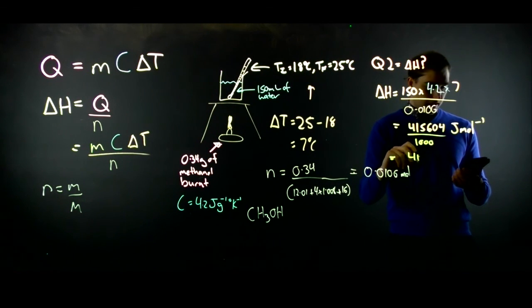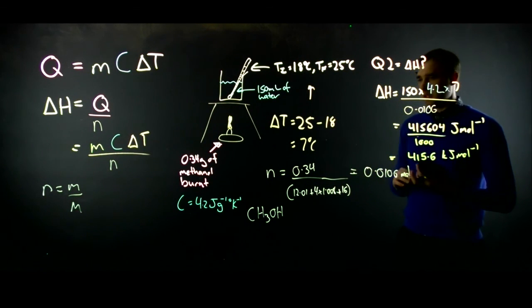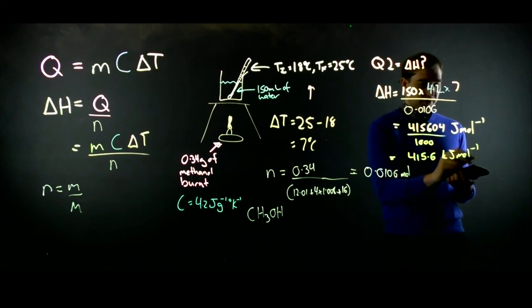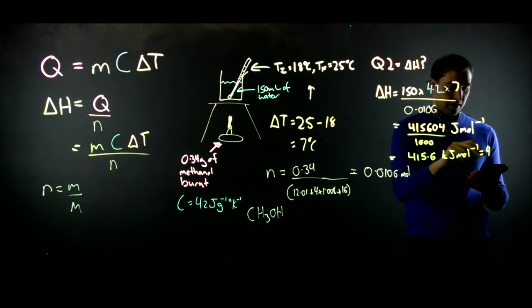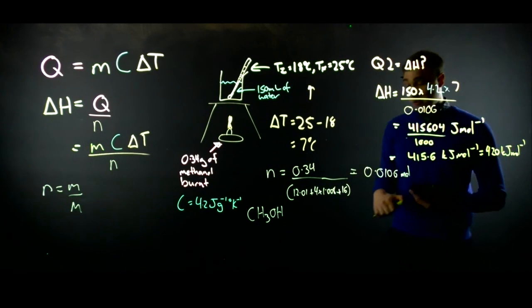415.6 kilojoules per mole. And I need to look at my smallest number of significant figures, and I think it's still about 2. So my smallest number of significant figures there is 2, so it would be 420 kilojoules per mole, if I finish that off like that.